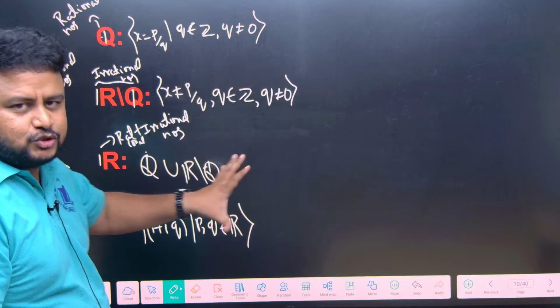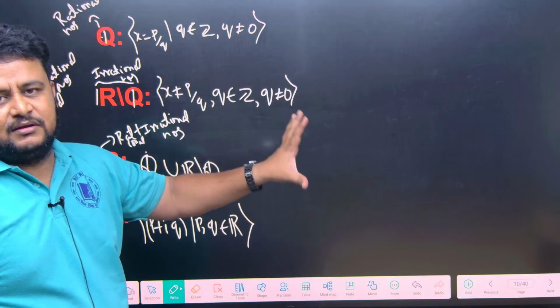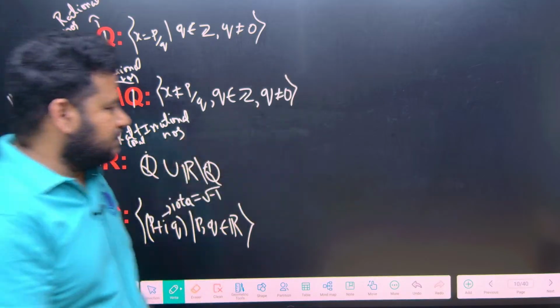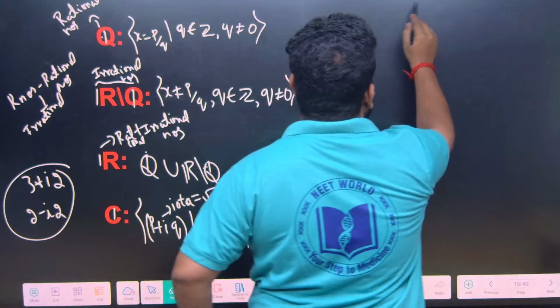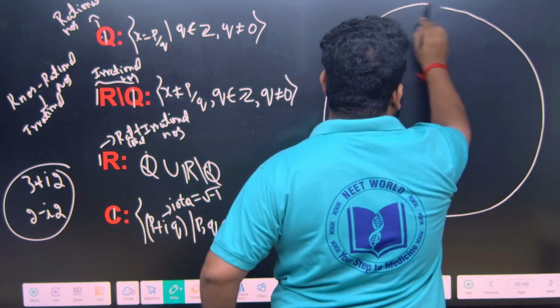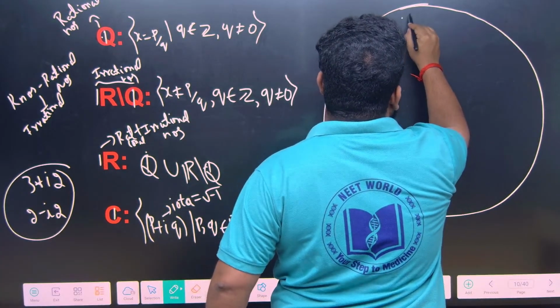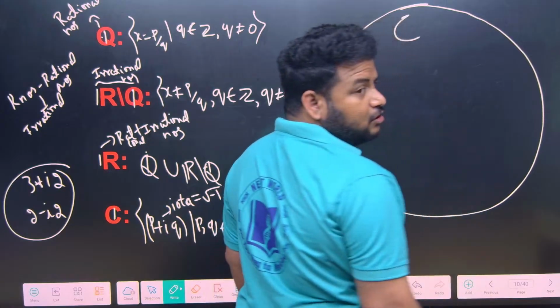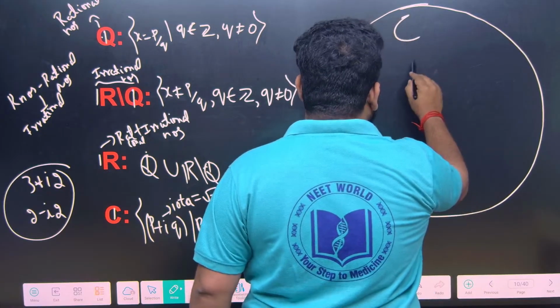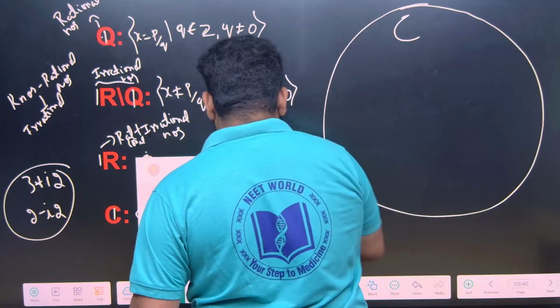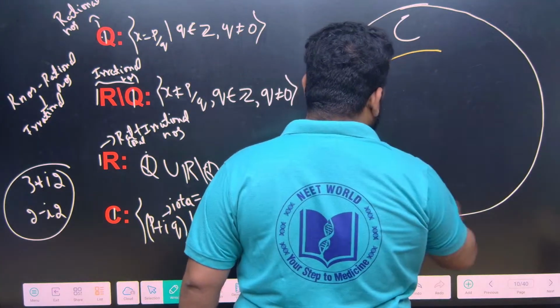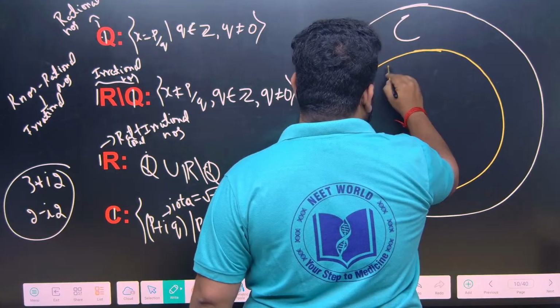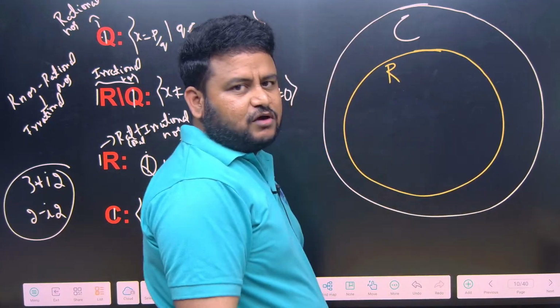So all these things together can be represented under one umbrella, that is, under one figure. See here, suppose this is a circle. This is having the set of all complex numbers. Within this comes the set of all real numbers. This is the set of all real numbers.